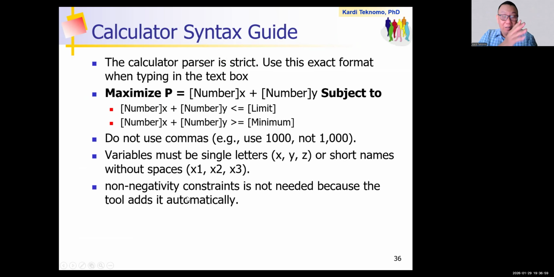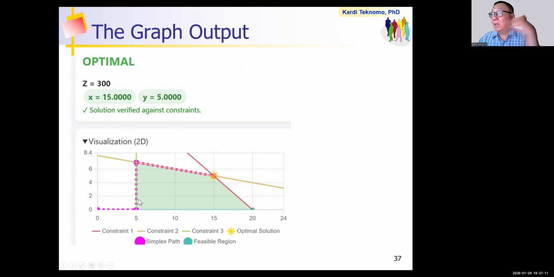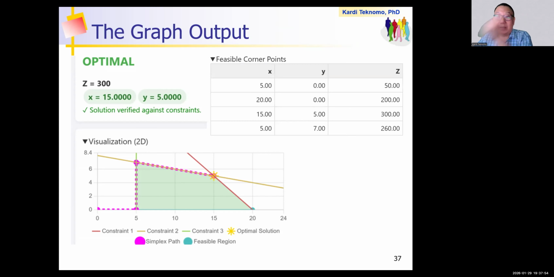Roger was asking about the non-negative constraint. It's not needed, because the tool adds it automatically. So you will have something like this. What is this pink color? This pink color represents the path that the simplex is searching, from 0, 0, and then simplex goes to the first point, then the second point, and then finally reaches this point, which is the optimum value. So this involves some searching. In that calculator, instead of simplex, you can use interior point, and it will go directly on a different path. Different algorithms will create different paths.